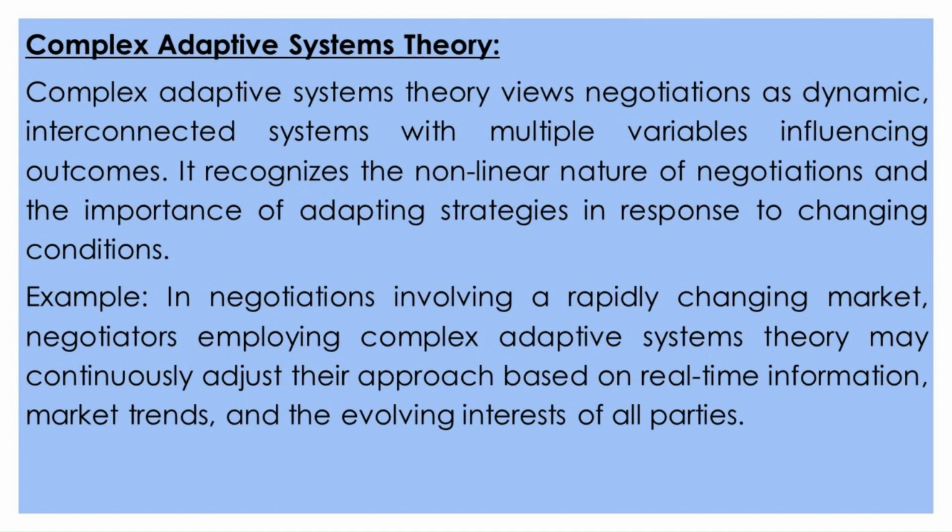Complex adaptive systems theory. Complex adaptive systems theory views negotiations as dynamic, interconnected systems with multiple variables influencing outcomes. It recognizes the non-linear nature of negotiations and the importance of adapting strategies in response to changing conditions. Example: in negotiations involving a rapidly changing market, negotiators employing complex adaptive systems theory may continuously adjust their approach based on real-time information, market trends, and the evolving interests of all parties.